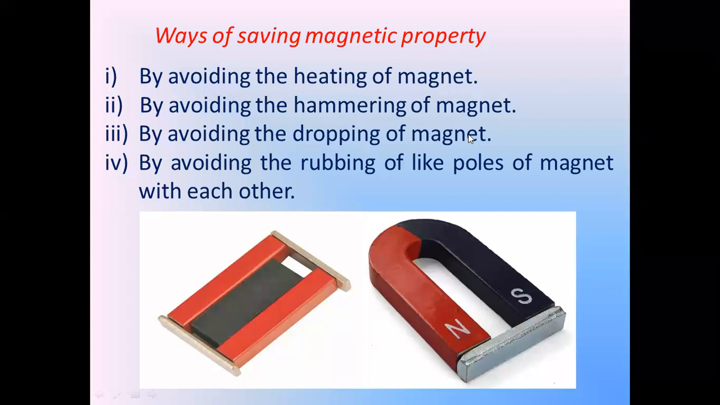Okay, अर्को छ by avoiding the dropping of magnet भनेको we should never drop magnet from anywhere. Okay, because if we drop it there will be impact. When there is impact the line will be broken. When the line is broken the power will be lost. Okay, last मा छ by avoiding the rubbing of like poles भनेको we should never rub north pole and north pole, we should never rub south pole and south pole.